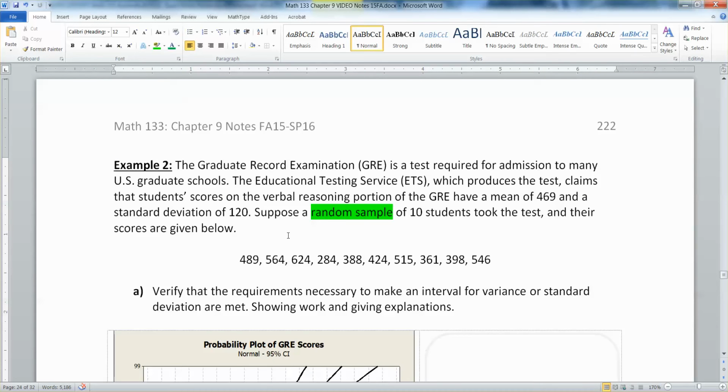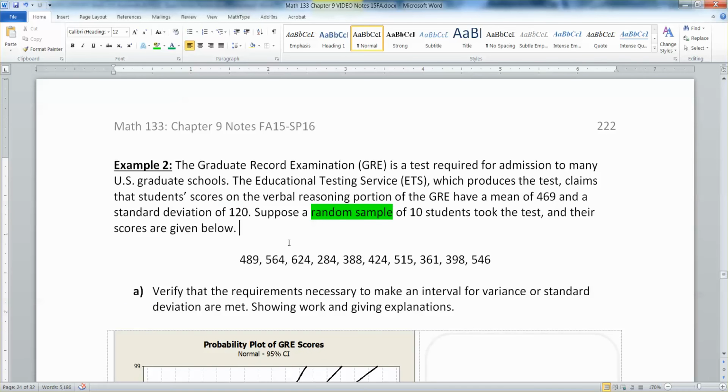Okay, so we have the Graduate Record Examination, the GRE, a test required for admission to many U.S. graduate schools. The Educational Testing Service, which produces the test, claims that student scores on the verbal reasoning portion of the GRE have a mean of 469 and a standard deviation of 120. Suppose a random sample of 10 students took the test and their scores are below.